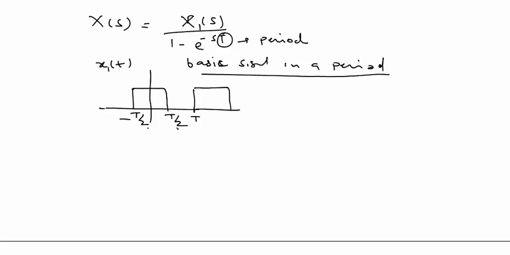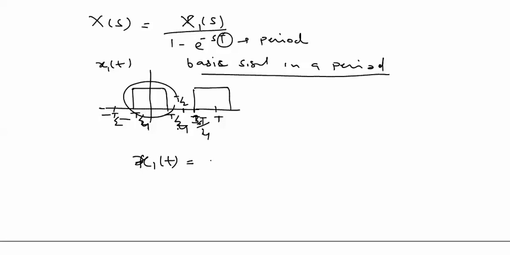Minus t by 4 to t by 4, t by 2, 3t by 4, and it repeats after this time. The total fundamental period is T. So first I calculate the Laplace for this pattern. After that, the Laplace for this pattern is, function definition.